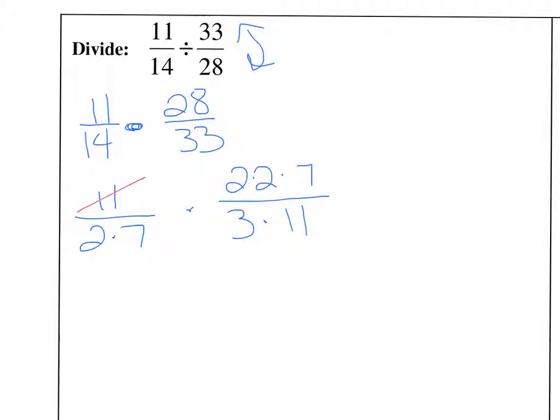And now I can cancel the 11s, I can cancel one of these 2's, and I can cancel that 7. So it looks like I'm left with 2 thirds, 2 over 3. So the only thing new with divide is this rule. Keep the first fraction, change to multiply, flip the second fraction, then you do everything the same as multiply. You factor and cancel.